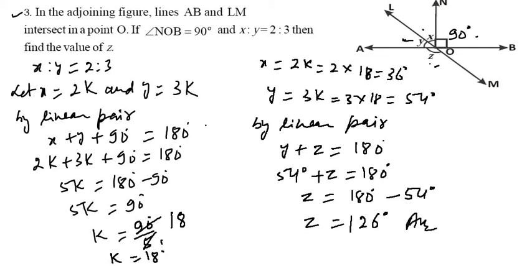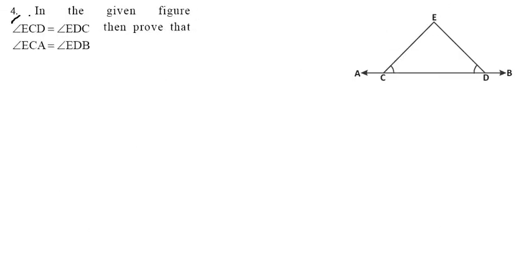So you have to write these types of questions. Now come to question number 4. In the given figure, angle ECD is given as x, equal to EDC. This one, EDC, is also x, because both are equal. So angle ECD is equal to angle EDC and it is x each.